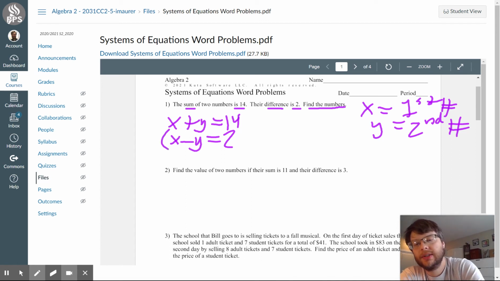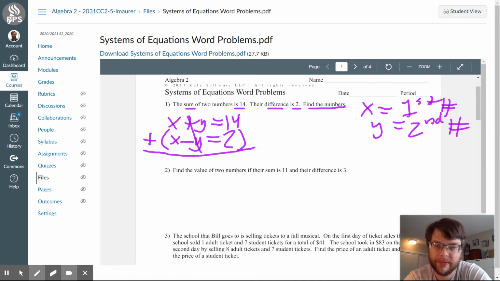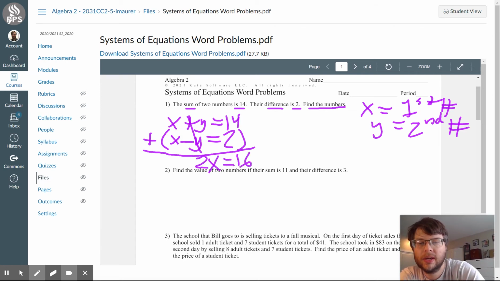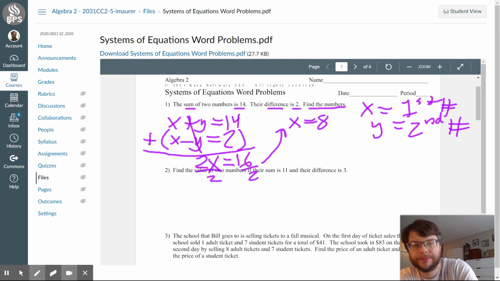If I add these two equations together, the y's are going to eliminate because positive y and negative y make 0. X plus x equals 2x. 14 plus 2 equals 16. I can divide by 2, and I know that one of my numbers is x equals 8.